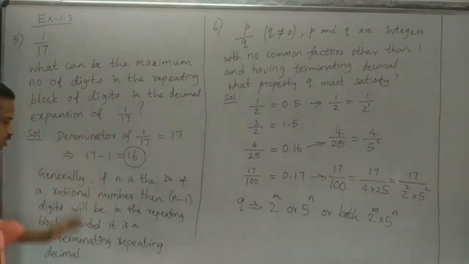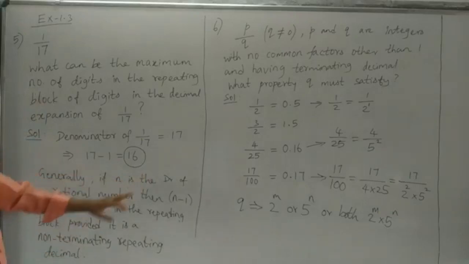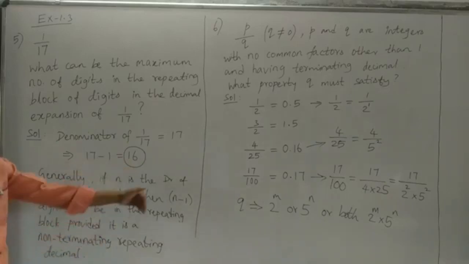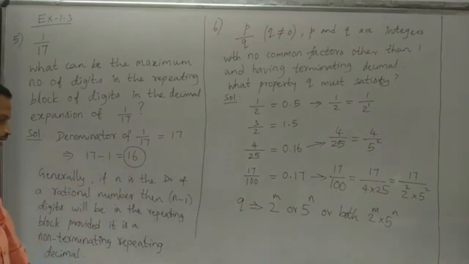By this way we can find the answer. And generally if n is the denominator of a given rational number, then n minus 1 digits will be in the repeating block, provided that it is a non-terminating repeating decimal. So this is the general rule. For any rational number, you have to take 1 less than the denominator. For example, if the denominator is 18, then we can say 17, so 16 is for 17. So 1 less than the denominator is the number of digits in the repeating block.